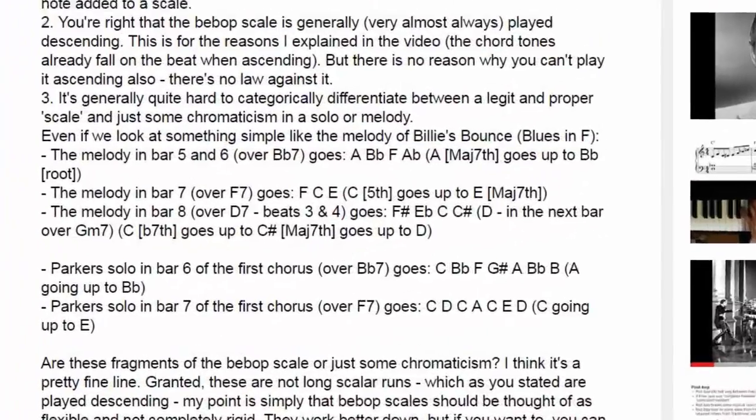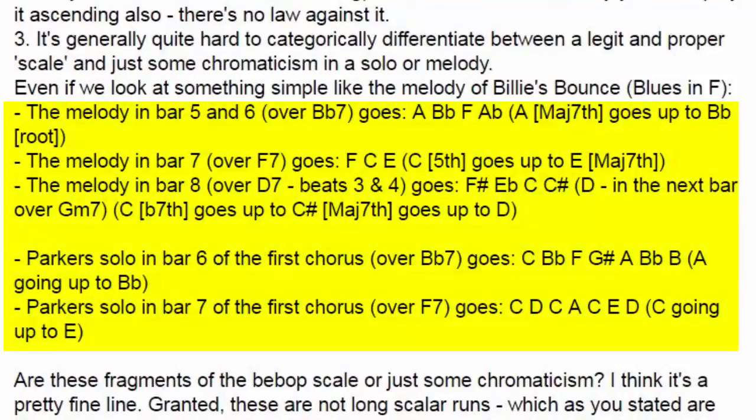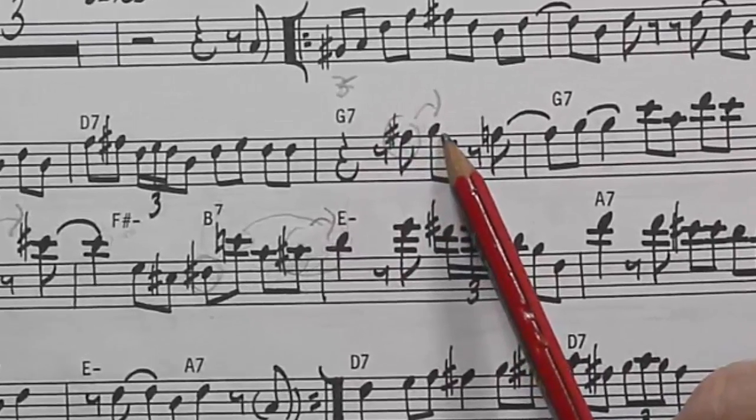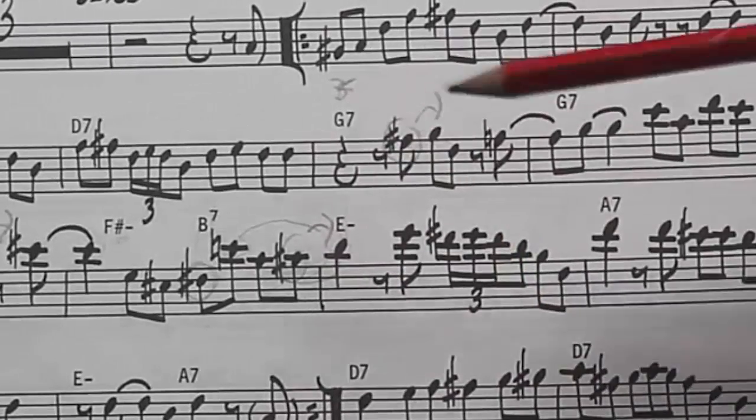So I'll just read out what he says. He says the melody in bar 5 and 6 over B flat 7 goes A, B flat, F, A flat, A major 7th goes up to B flat. So he's talking about this, isn't it? Major 7th goes up to this G. This is in E flat, remember, this book.